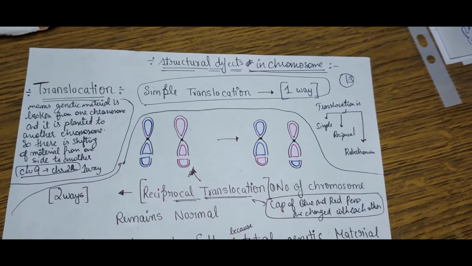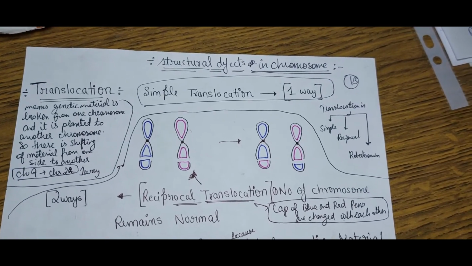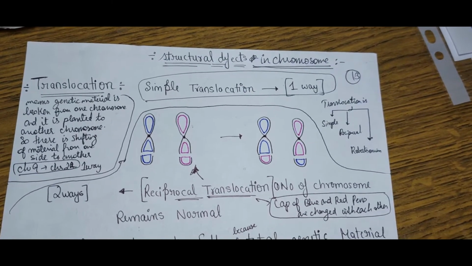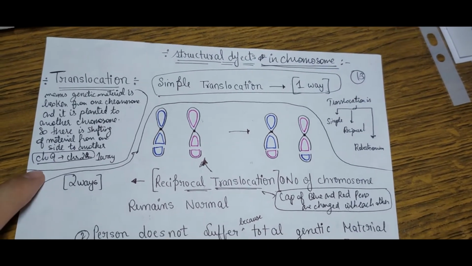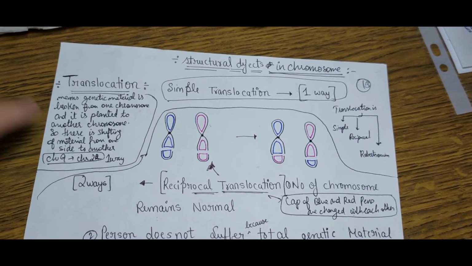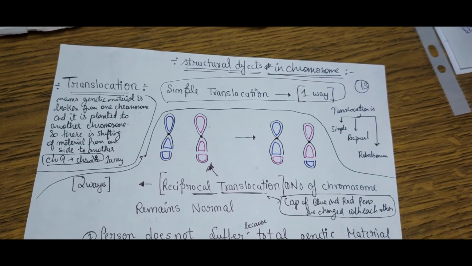What is simple translocation? Simple translocation means there is transfer of genetic material just from one chromosome to another. Nothing is given back. So for example, chromosome 9 will transfer some of its genetic material to chromosome 29 and doesn't get anything in return. So this is simple translocation.